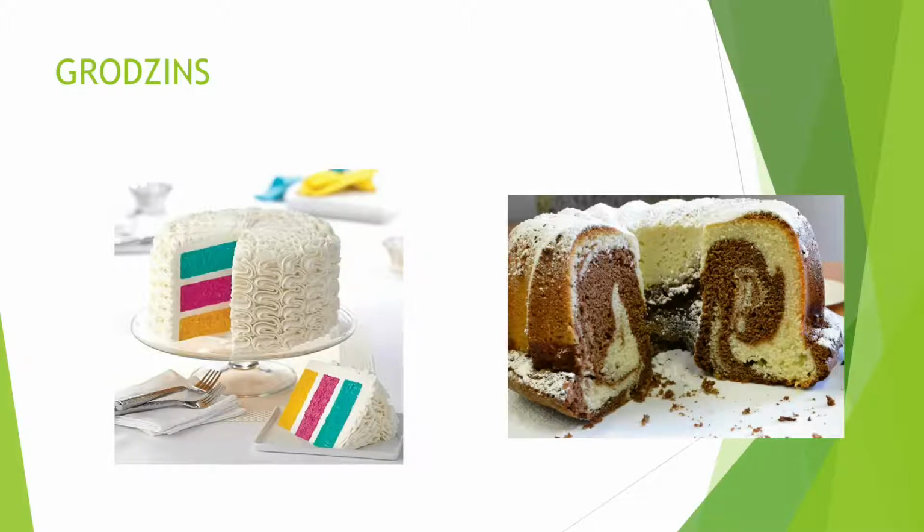So now we have Grodzins, which I included pictures of cakes because the layer cake and the marble cake concept really helped me understand his ideas. So basically, Grodzins' idea moved from dual federalism to cooperative federalism. So dual federalism would be the layered cake, and cooperative federalism would be the marble cake.